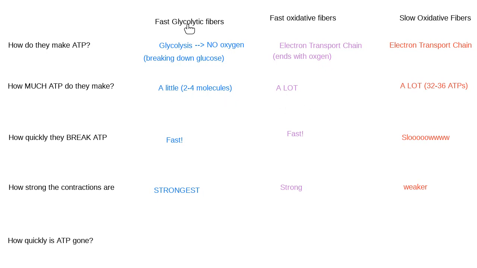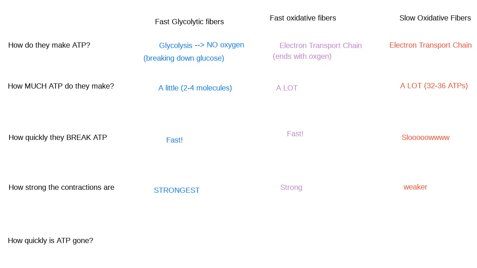Notice that if I use glycolysis to build ATP, I don't build very much ATP. I have a limited supply of ATP. And hey, while we're at it, let's chop up that very little bit of ATP that I have very quickly. That's what fast glycolytic means. I build a little and I chop it up quickly. My ATP is going to run out really quickly.